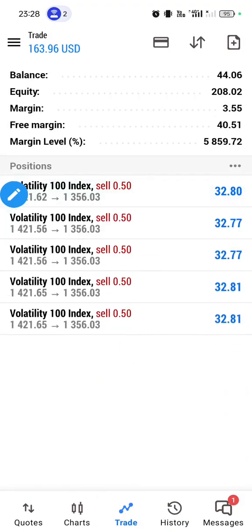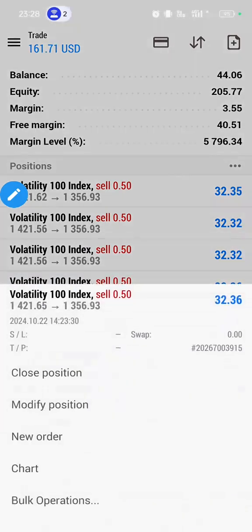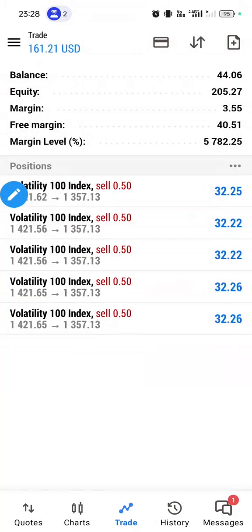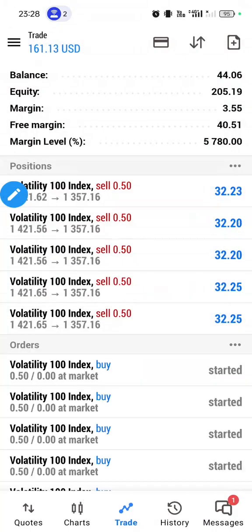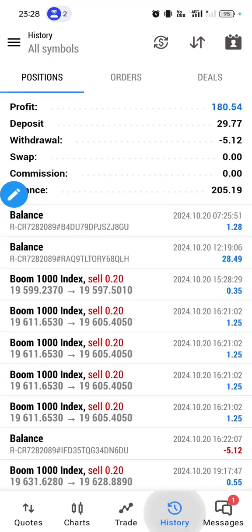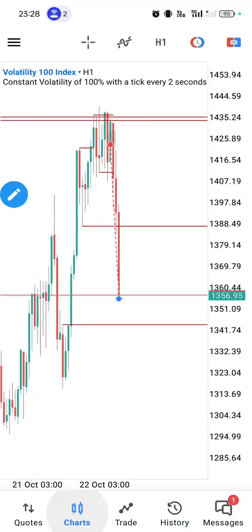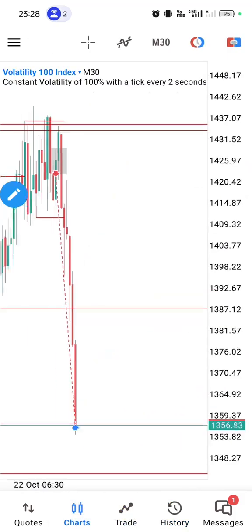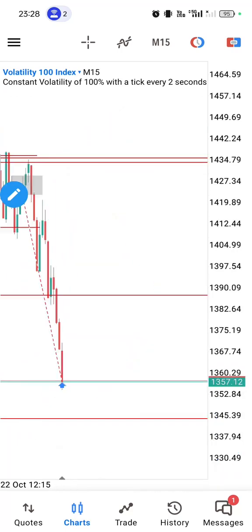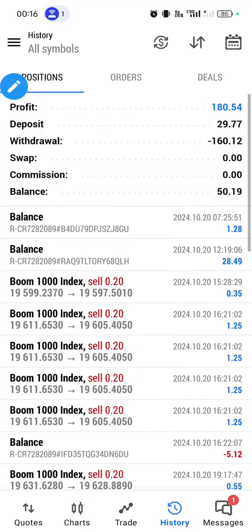But yeah, from 44 USD we went to 205 USD, and I decided to close that up. That's 160 USD in profits. That's a big profit margin, so I decided to close. You can see right there in the history, we milked a nice sell on VIX 100, and VIX 100 pays. So afterwards, because it's a cash out video, we decided to cash out.